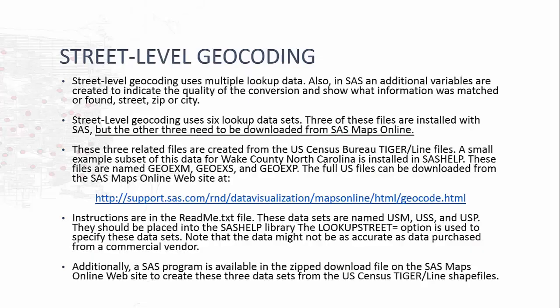Street level geocoding is the type of geocoding that we're probably most accustomed to, but is the most difficult to accomplish. Street level geocoding uses multiple lookup data sets. Also, in SAS, additional variables are created to indicate the quality of the conversion and show what information was matched or found. Was it the street, the zip, or the city? Street level geocoding uses up to 6 different data sets to look up the information. 3 of those are already installed with SAS, but the other 3 have to be downloaded from SAS Maps online.